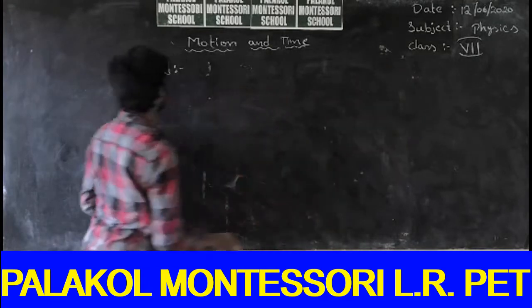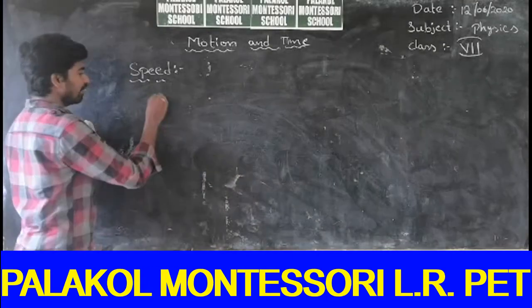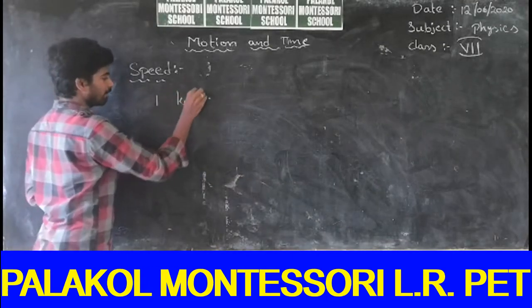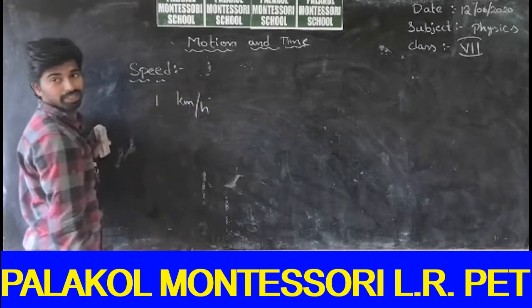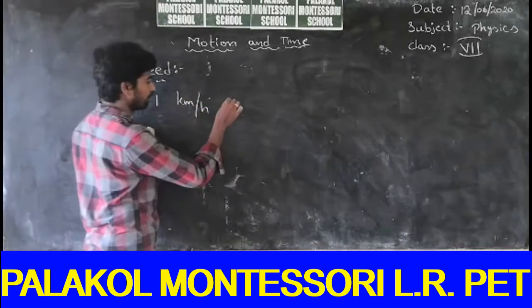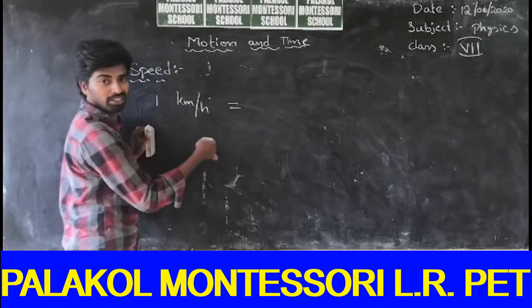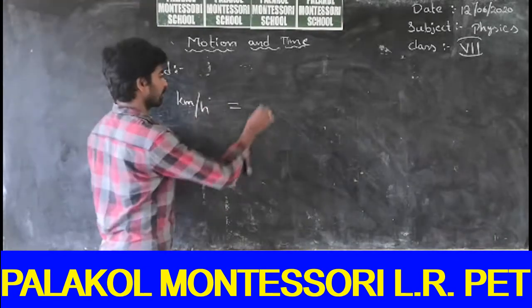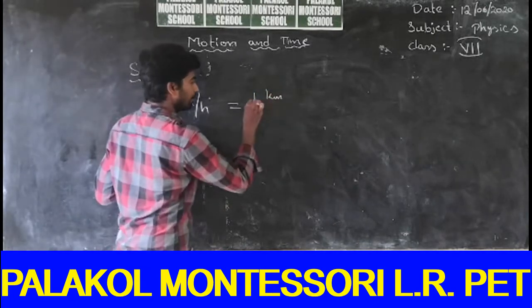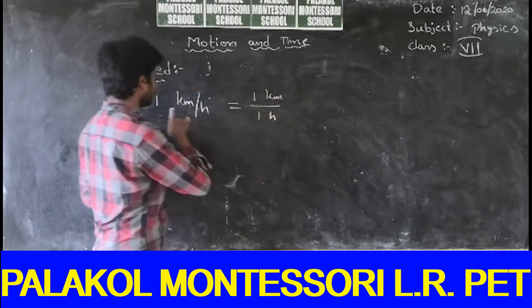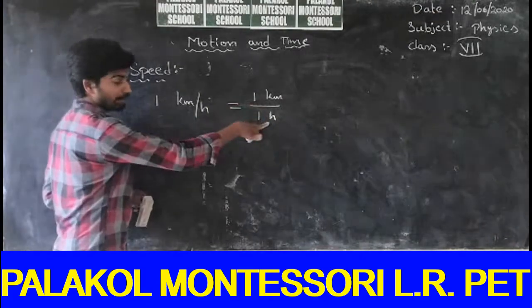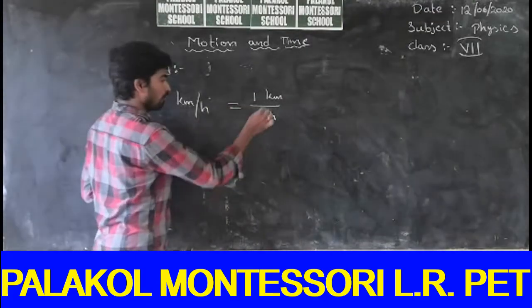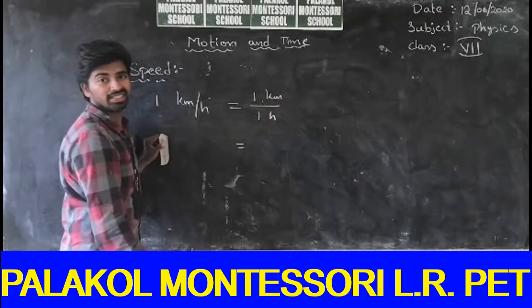Speed can also be measured in kilometers per hour. Let us consider 1 kilometer per hour, and see the conversion between kilometer per hour and meters per second. I have considered 1 kilometer per 1 hour. The meaning of this is 1 kilometer per 1 hour. So 1 kilometer is equal to how many meters?